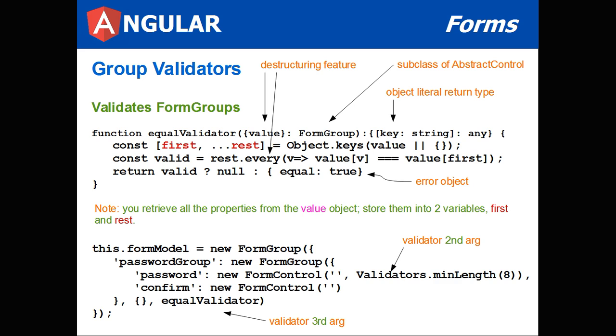Now what we do with the rest.every is we check every element in the rest variable to make sure the value is equal to the first. In this case here, rest has only another variable in it. If my form group is password and confirm password, really it's just a first and second variable, but we're showing you this example to demonstrate some of the features of TypeScript. Okay, then I return valid. If it's true, it returns a null, else it returns an error object. So I return a JSON object equal: true.